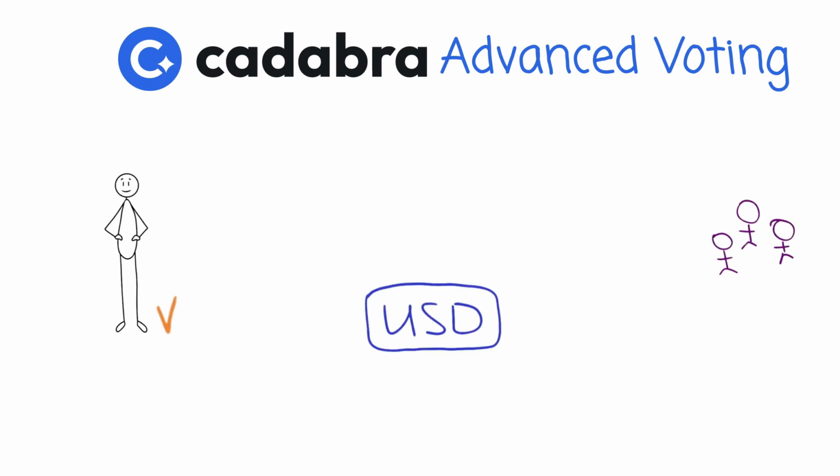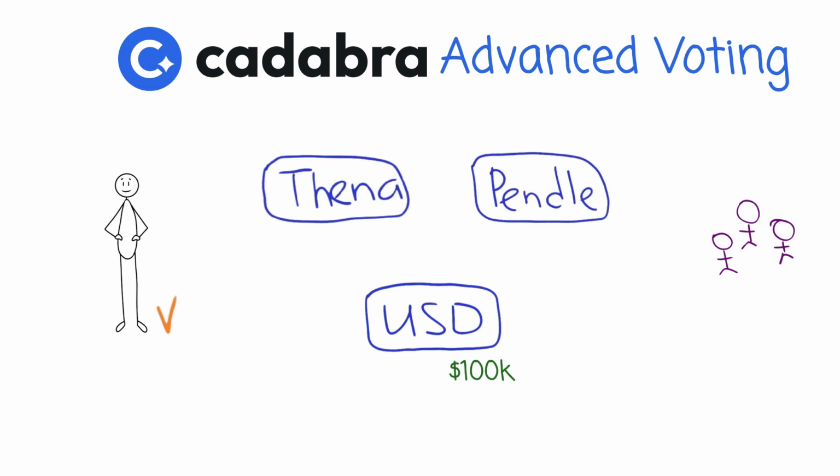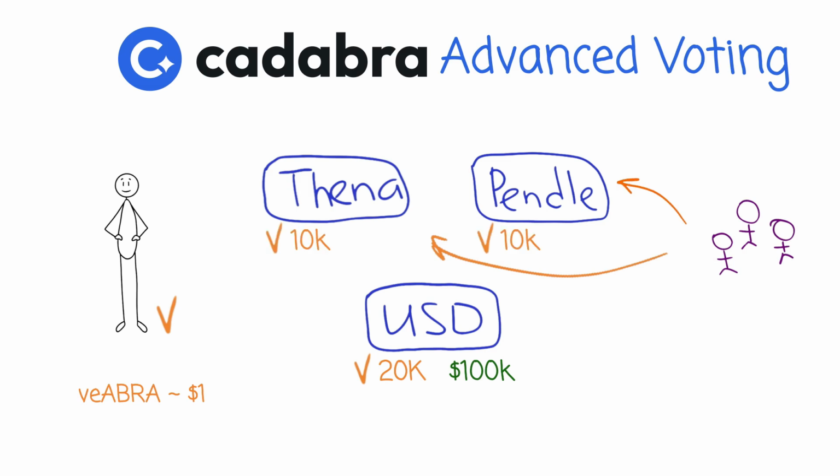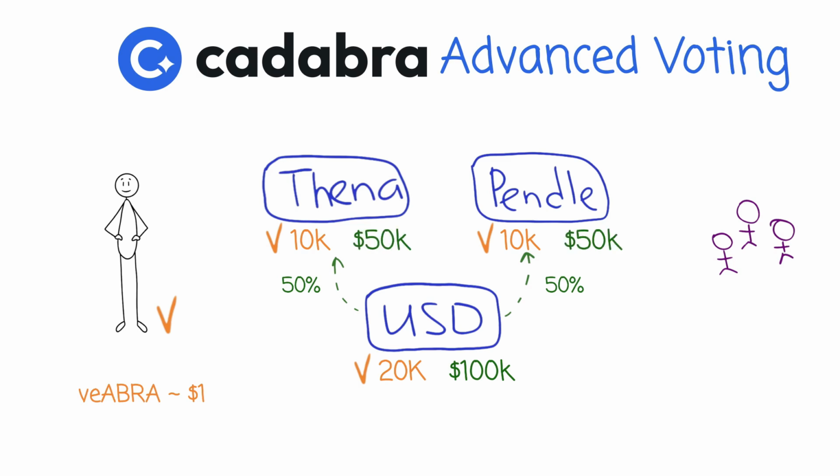Let's expand the example from the previous video. We'll take the stablecoin strategy again, which has $100,000 in liquidity. The strategy operates on two external protocols, Thena and Pendle. For each vote, you need to spend $1. A total of 20,000 votes were cast for the strategy, 10,000 for Thena and 10,000 for Pendle. Based on the voting results, liquidity was rebalanced between the protocols. $50,000 went to Thena and $50,000 to Pendle.